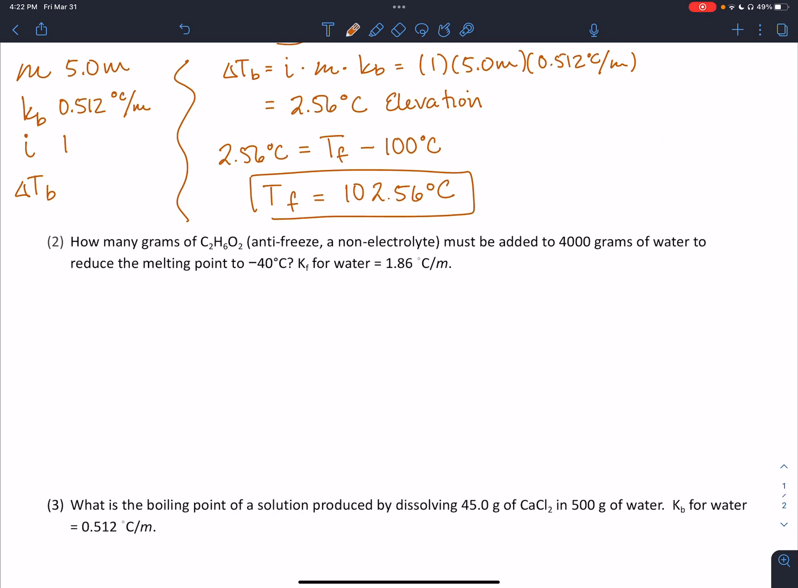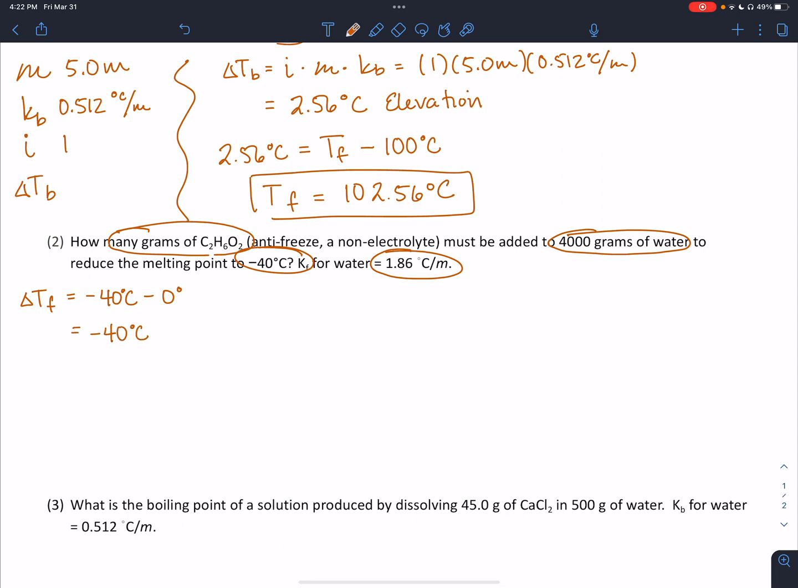All right, so let's slide down to our next problem. This one's a little bit different. How many grams of C2H6O2 must be added to 4,000 grams of water to reduce the melting point to negative 40 degrees Celsius? The Kf for water is 1.86 degrees Celsius per molal. All right, so let's start by looking at the change in that freezing point. We have now gone down to negative 40 degrees Celsius. Our original freezing point for pure water is 0. So the temperature change here was negative 40 degrees Celsius.